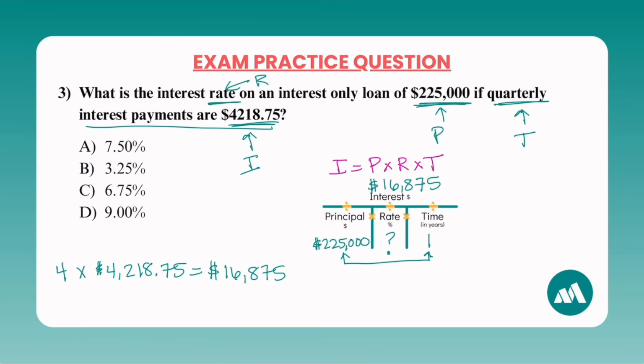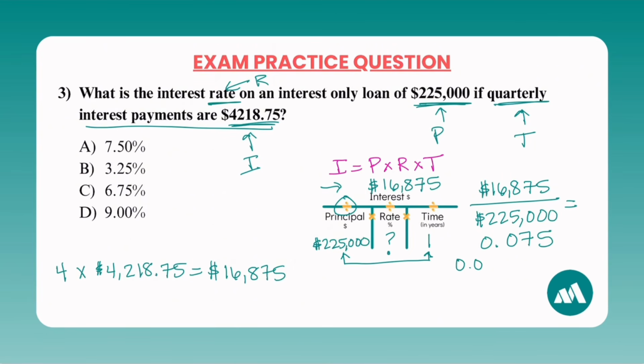So according to this T chart, all we have to do is $16,875 divided by $225,000. So $16,875 divided by $225,000 is going to equal 0.075. And remember, we have to multiply that by 100 to convert it into a percentage, which equals 7.5%. So the answer here is A.